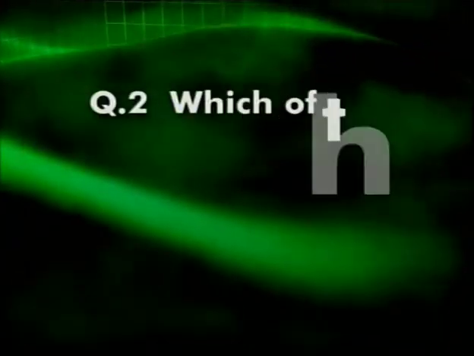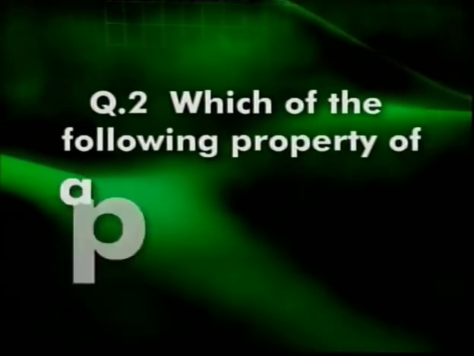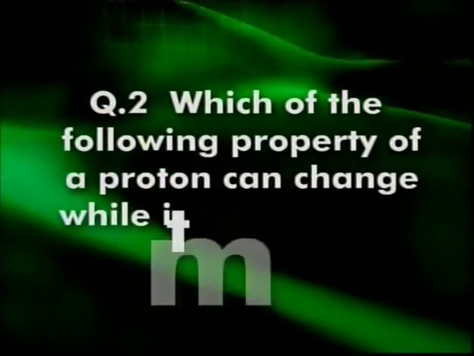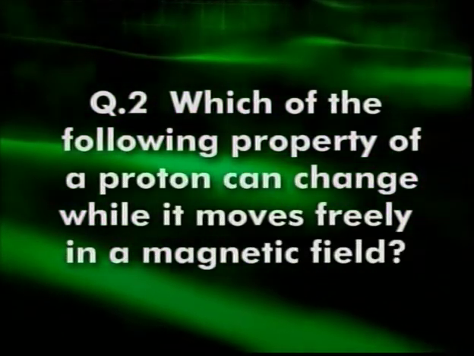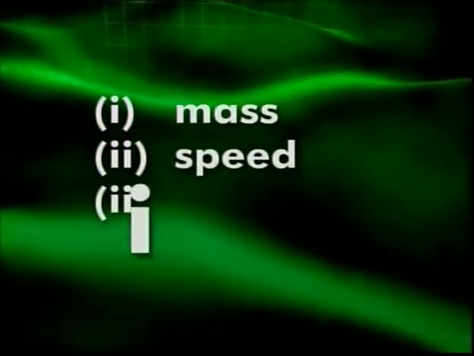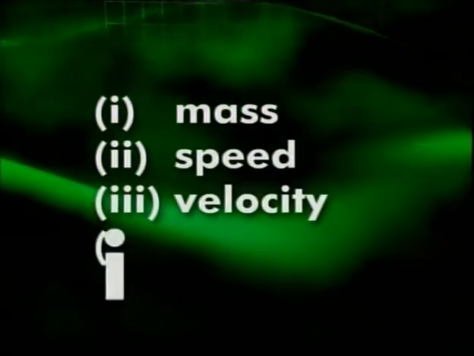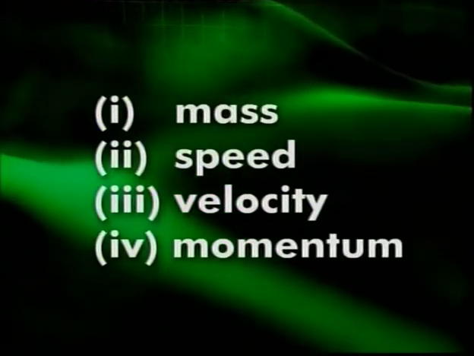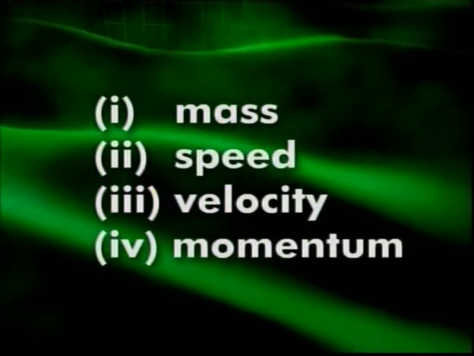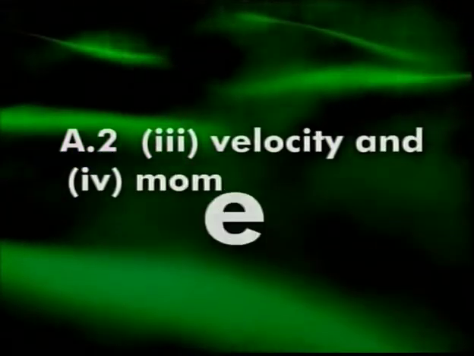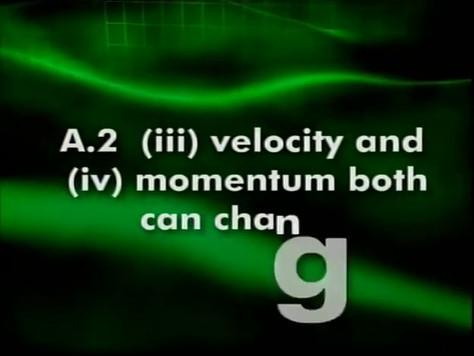Which of the following properties of a proton can change while it moves freely in a magnetic field? First, mass. Second, speed. Third, velocity. Fourth, momentum. Velocity and momentum both can change.